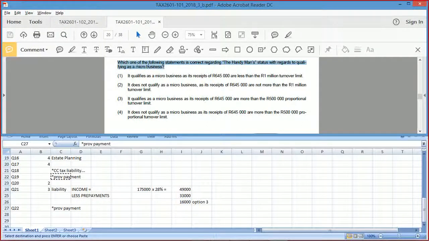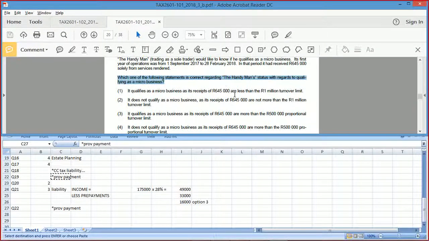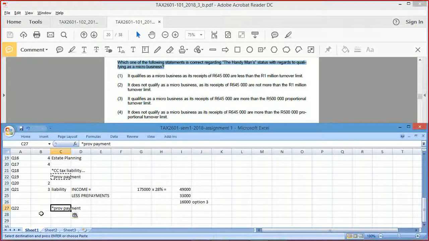Which of the following statements is correct relating to handyman's status with regards to the qualifying micro business? Okay, this you could actually answer based on what we just read a few questions ago. When looking at a micro business, you have to be less than 1 million rand in terms of turnover. So it qualifies as a micro business as its receipts of 645 are less than 1 million, option 1. You have to be less than a million. Very, very small micro business. Okay, that's question 23.